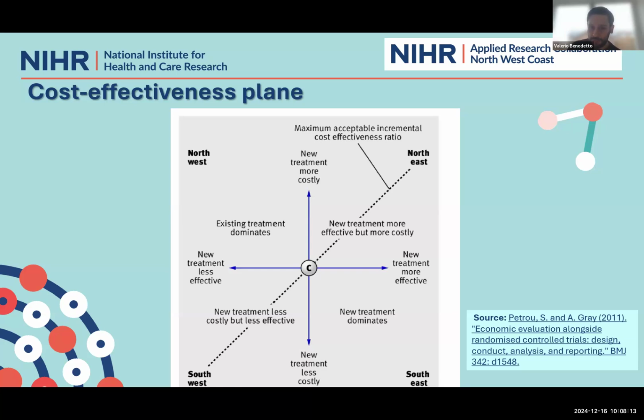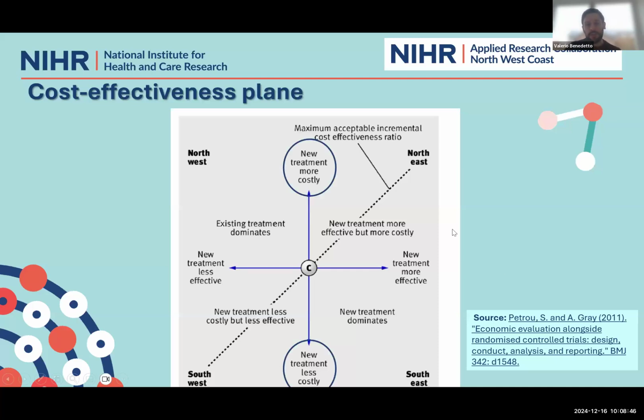So let's try to dissect this diagram and talk about each component one by one. So first of all, it is a plane. So you will have two axes, a vertical and a horizontal axis. On the horizontal axis, we have the effectiveness of the treatment. On the vertical axis, we are instead considering the costs of a treatment. So costs and effectiveness are depicted in these two axes here.